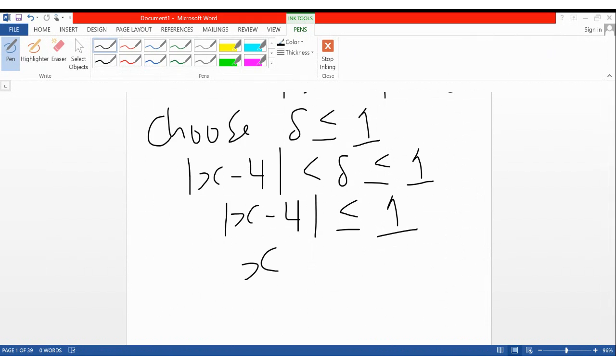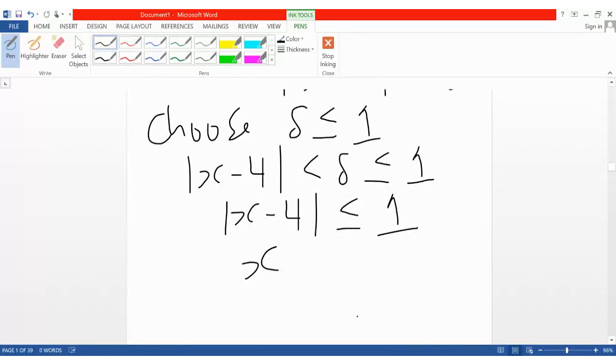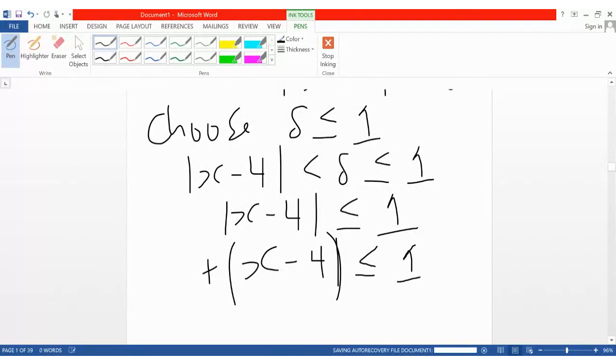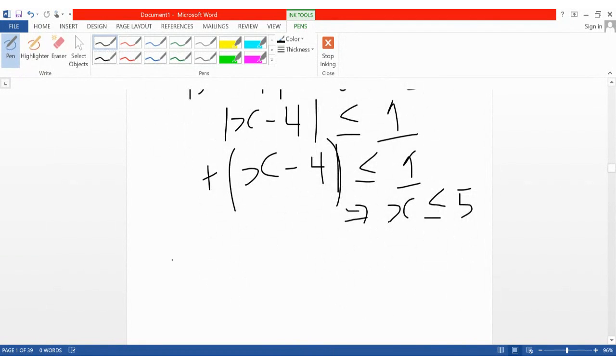Yes, at least Kimani has gotten it. Brian, you'll have to give me the second one now. The first one is the same as positive x minus 4 less than or equal to 1. So the answer is x is less than or equal to 5. Now the other one is minus x minus 4 is less than or equal to 1.